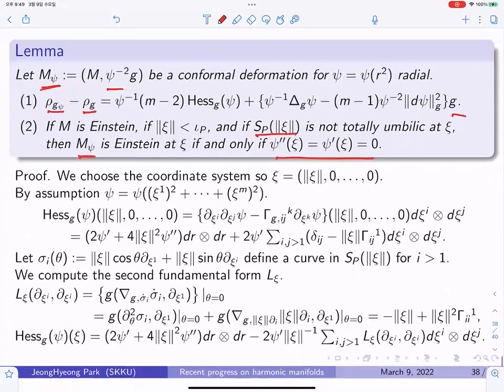So this is the familiar equation. This comes from this equation.